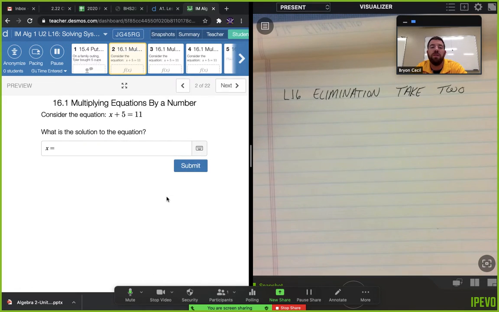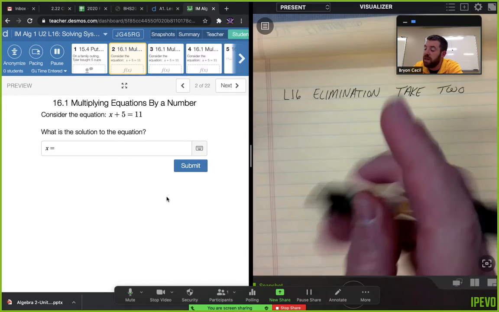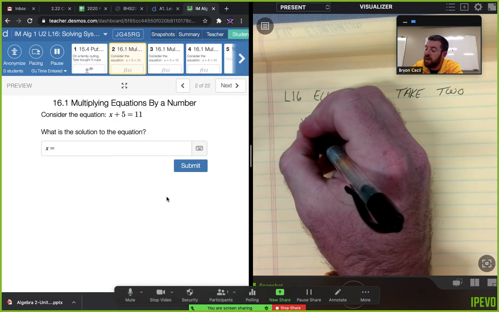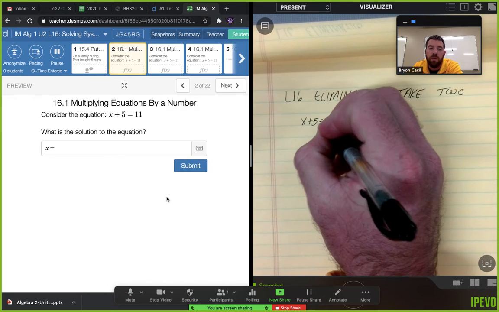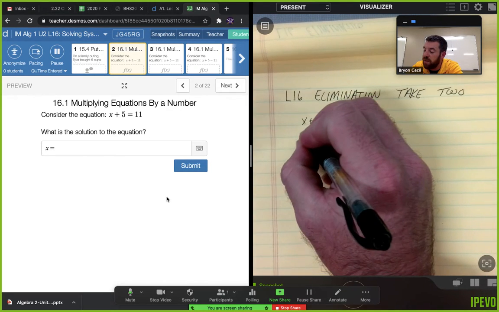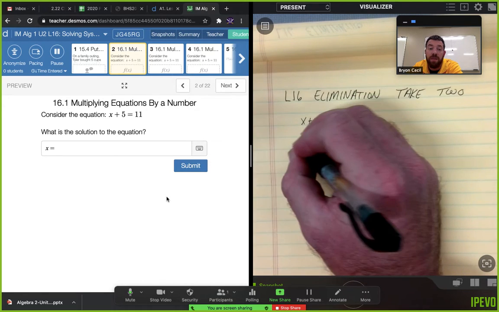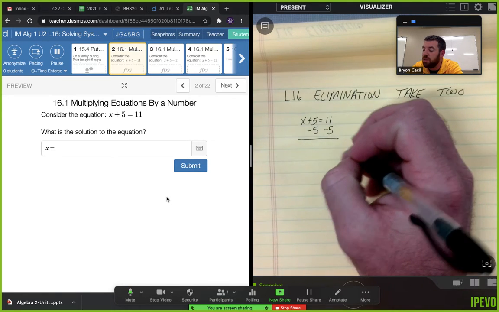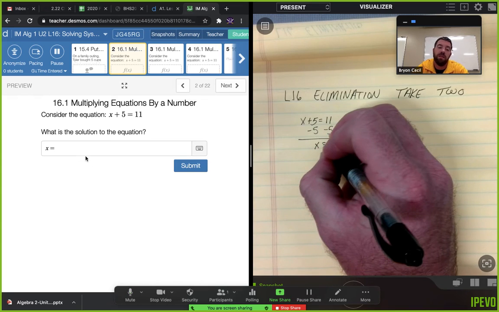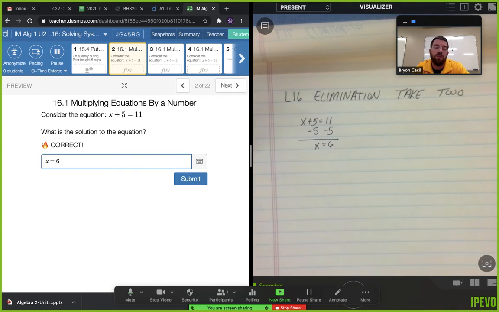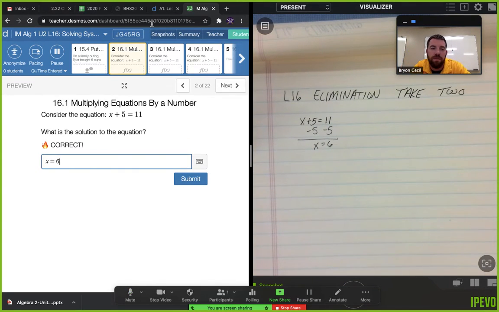All right, so consider the equation x plus 5 equals 11. What's the solution? If I come over here, x plus 5 equals 11. We do know that if I subtract 5, because that's the inverse operation, I'm still just with x equals 6. So we know that. Boom, correct. Fire emoji.